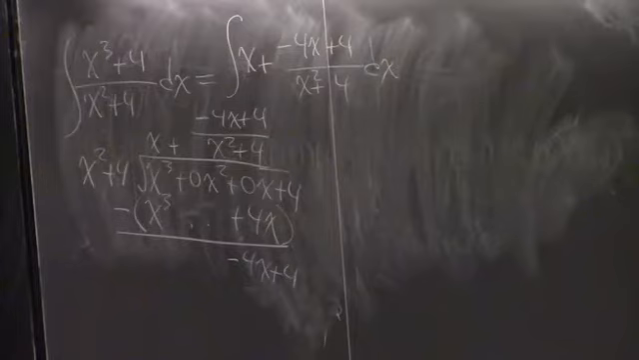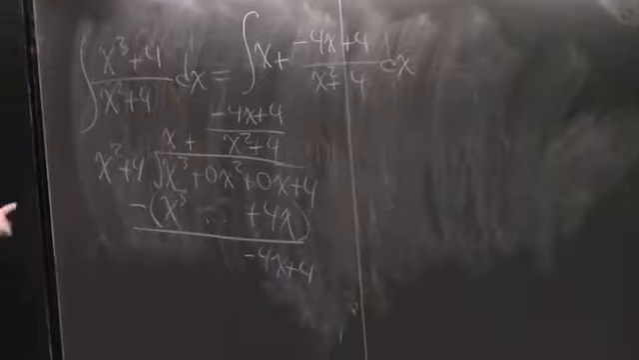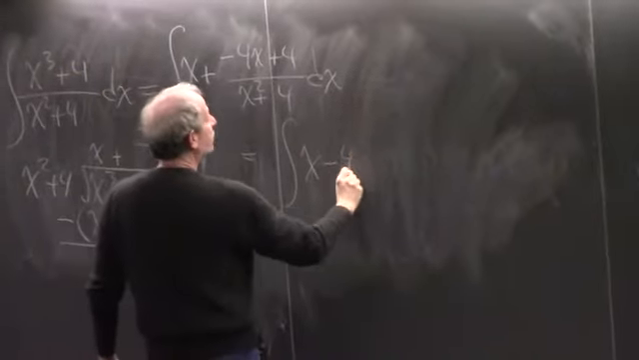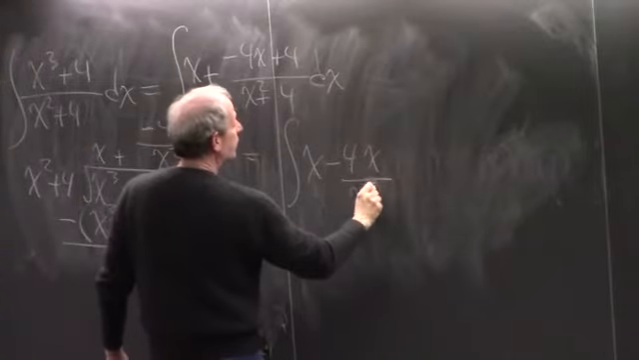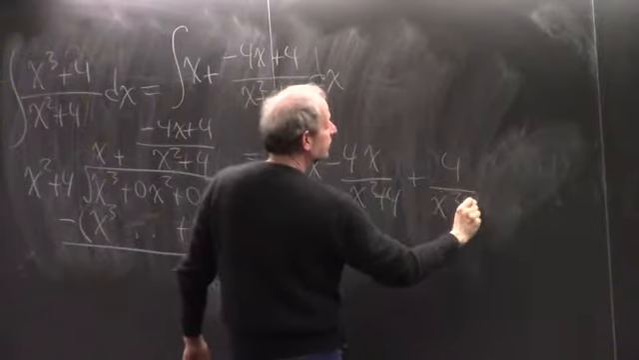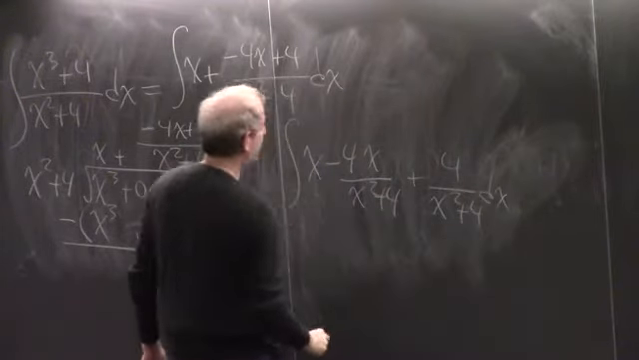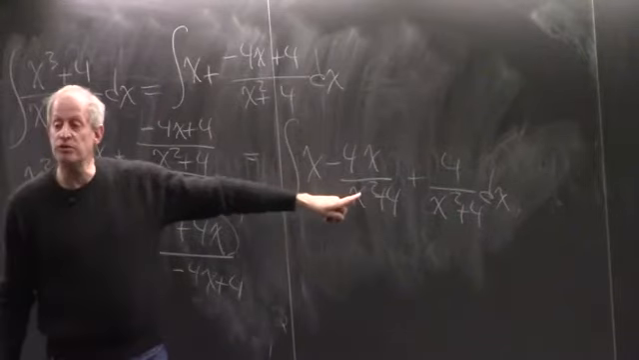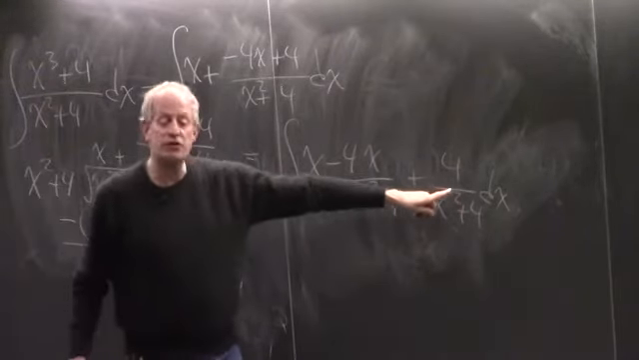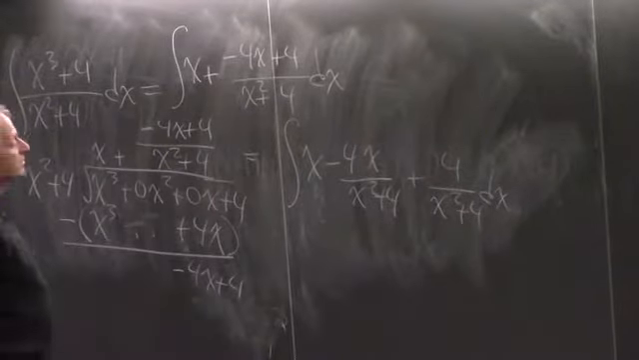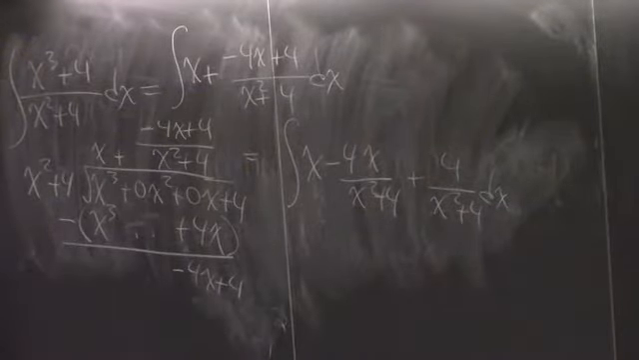Everybody following me? You guys are all being very quiet. Okay. So this would now become x minus 4x over x squared plus 4 plus 4 over x squared plus 4 dx. So this is easy. This is just x squared over 2. This you can do with substitution. That's inverse tan. Okay? I'm leaving that part up to you guys.